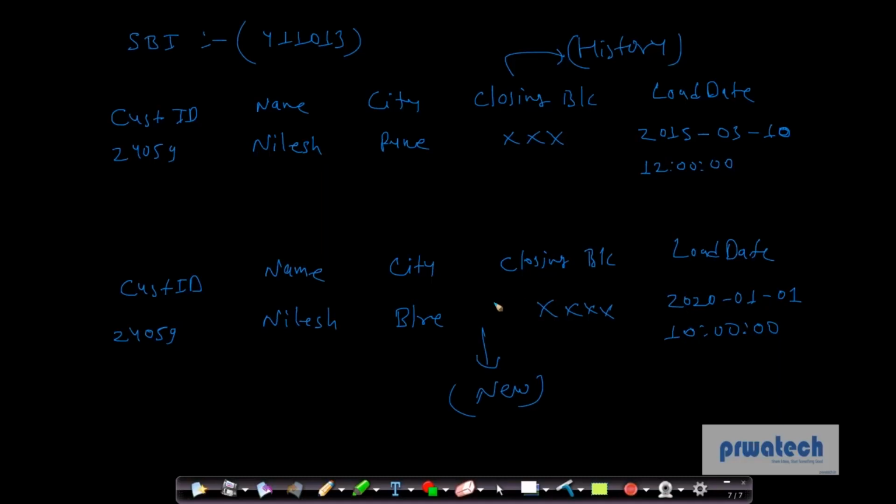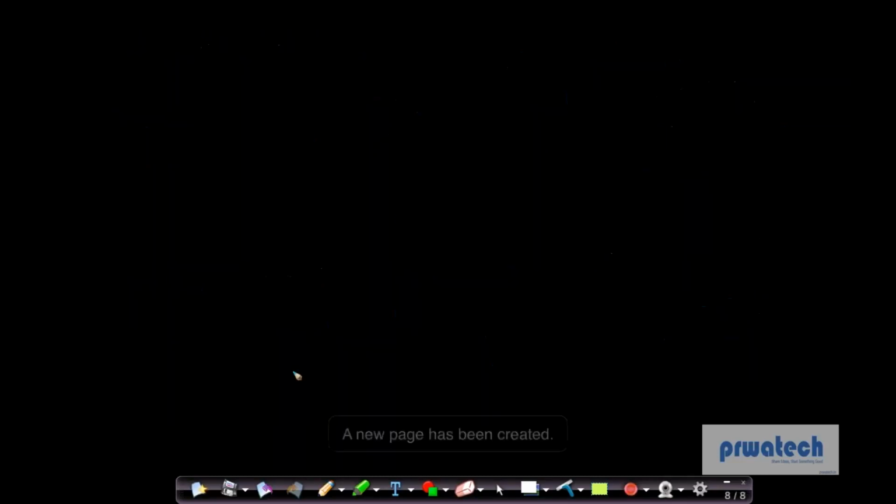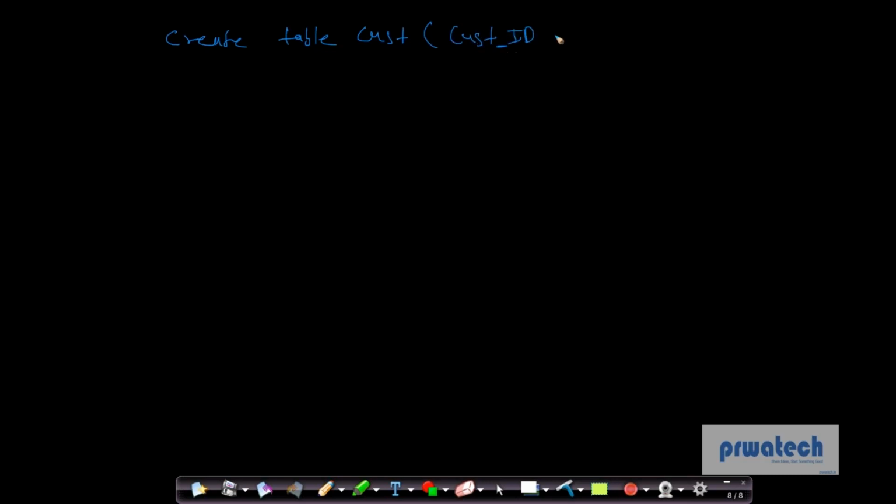If this is related to banking, obviously they will not update this information, because if you update this information in RDBMS, we know RDBMS, right? So let me create one table with this information. So create table cust. The table has a cust ID, cust underscore ID. What is the data type? This is followed by integer. Second is name.